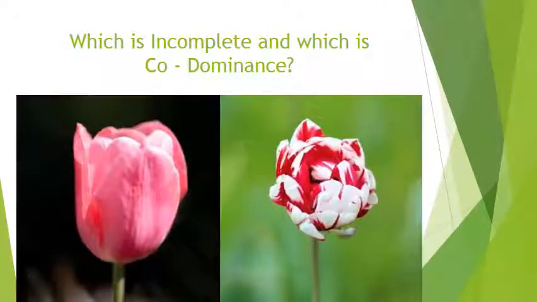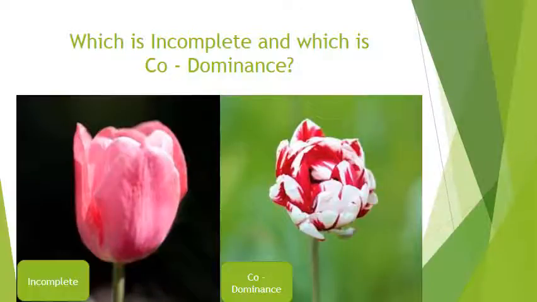So I just want you to look at these 2 flowers and think which one is incomplete and which one is codominance. So we've got incomplete on the left because it's an intermediate colour, and we've got codominance on the right because both are being expressed. Neither one is dominant over the other.